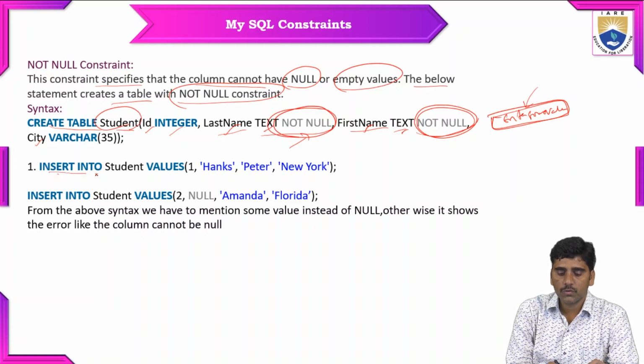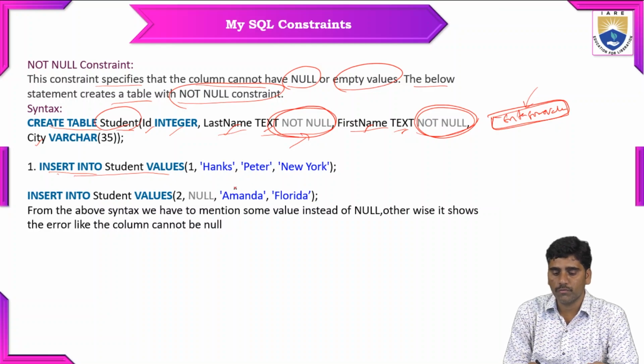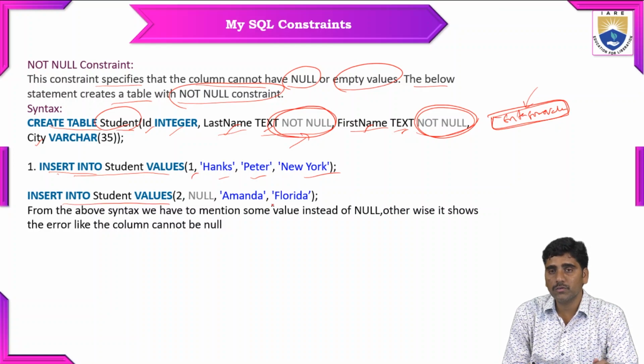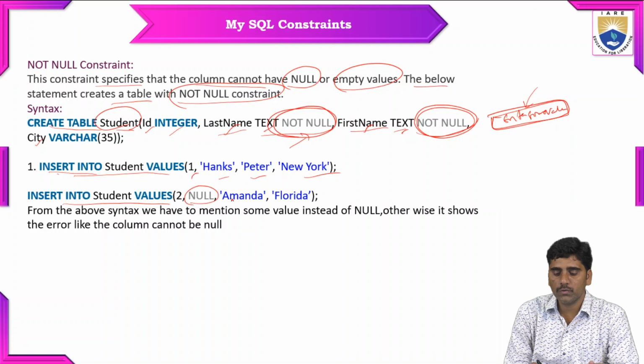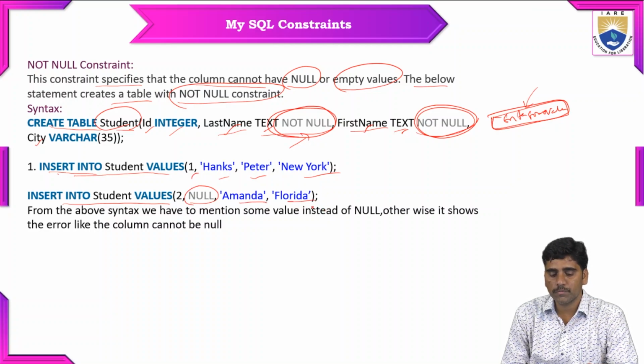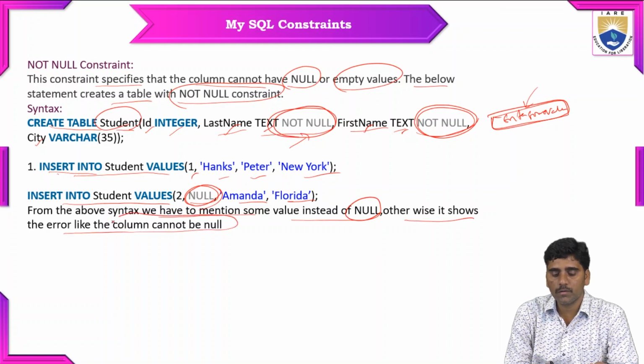And to insert the values, insert into student values of 1, Hanks, Peter, New York. But in the second case, insert into student values of 2, null, Amanda, Florida. From the above syntax, we have to mention some value instead of null. Instead of using null, you have to mention at least one value. Otherwise, it shows an error like the column cannot be null.